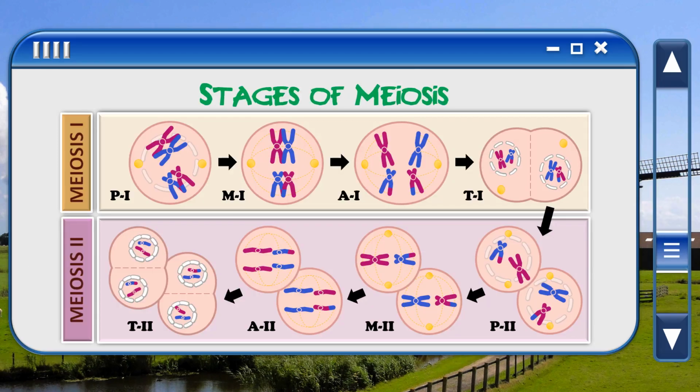Let's look at the stages of meiosis. The stages of meiosis: we have prophase 1, that is during meiosis 1. We have prophase 1, then metaphase 1, anaphase 1, and then telophase 1.